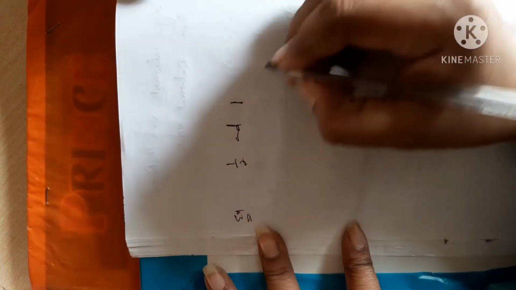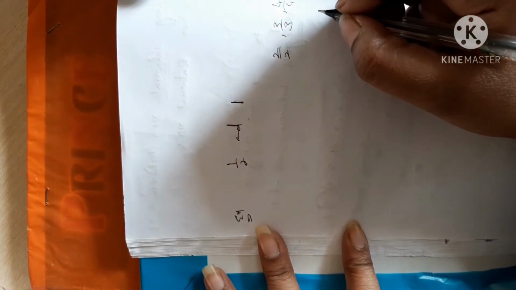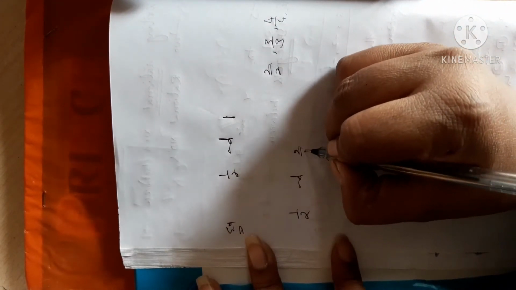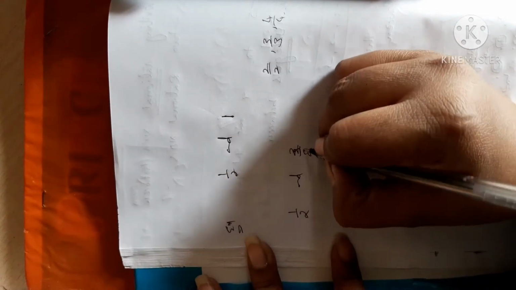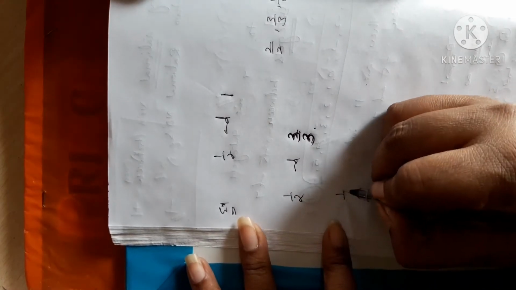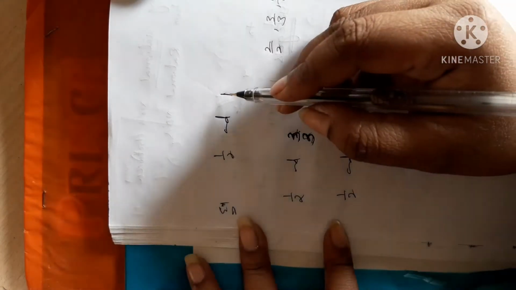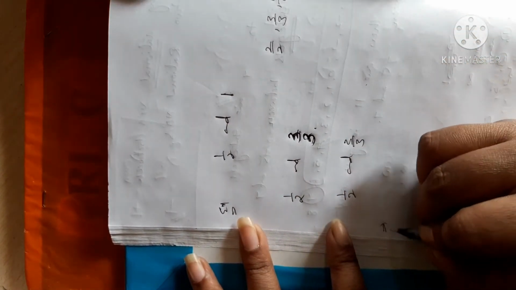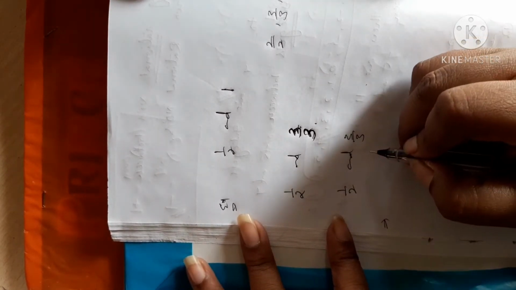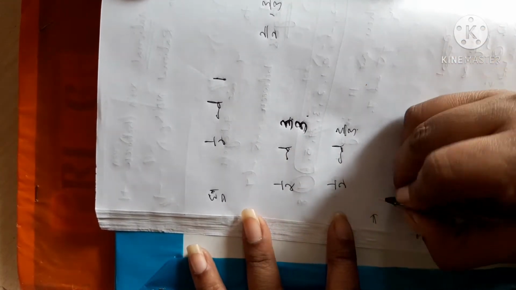Here, 1 I can say as 2 by 2, 3 by 3, 4 by 4. I can take any number, right? So I'm taking 1 by 2 and 3 by 3, and 3 by 3 is nothing but 1. Now you need to compare. You need to learn how to compare rational numbers. I told you already, comparing is possible only for like fractions. Are they like fractions? No. So convert them into like fractions.